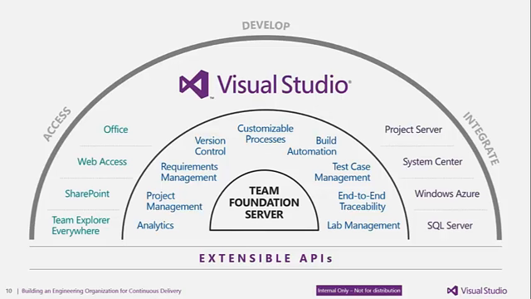Of course, we've got version control. We've got the customizable processes, which we talked about. We covered build automation. We still have the test case management because MTM came over. We have the end-to-end traceability, which we didn't actually talk about in the 2012 stack. I'm surprised by that. The ability to actually tie code changes back to those user stories or requirements, and specify which one was related to which user story.